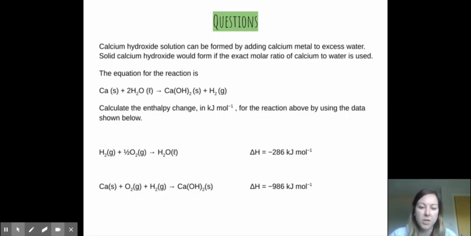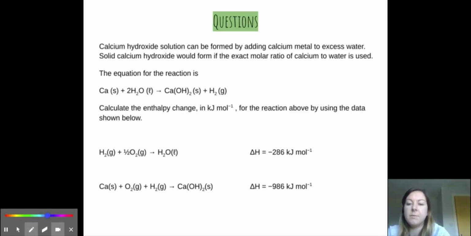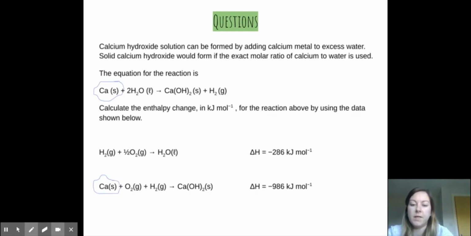So we are given the equations here. We are also given the change in enthalpy values for each combustion equation, which is good. So all we have to do is, first of all, identify how we can match this to our target equation. So our calcium here is found at the bottom, exactly where it is, so we don't need to do anything to that.